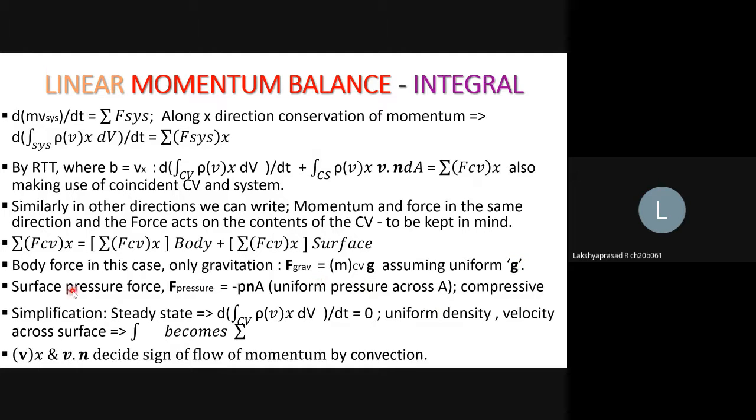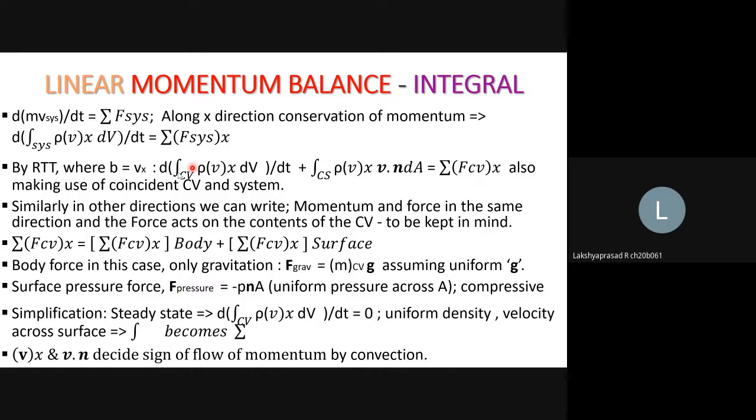All right, and then we have surface forces. Here we are looking at the surface force due to pressure only. F bar pressure is equal to minus P A n cap, where P is the uniform pressure across the surface area A, and n is the normal vector. As you can see, it's compressive, with regards to the negative sign given over here. So this is surface force due to pressure alone. There are other surface forces which we'll see further.